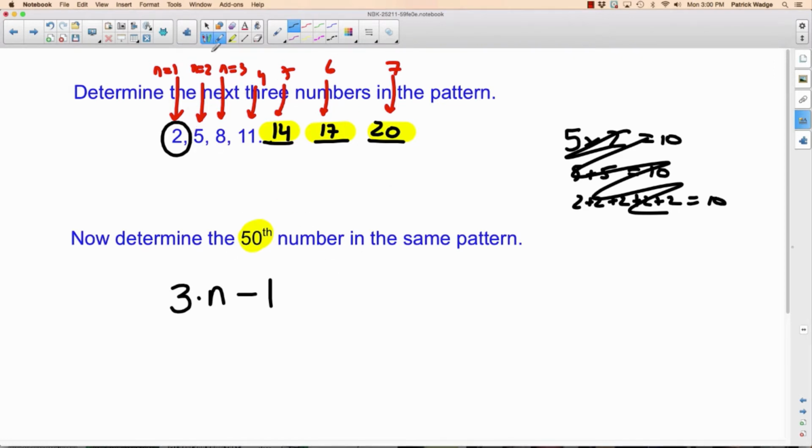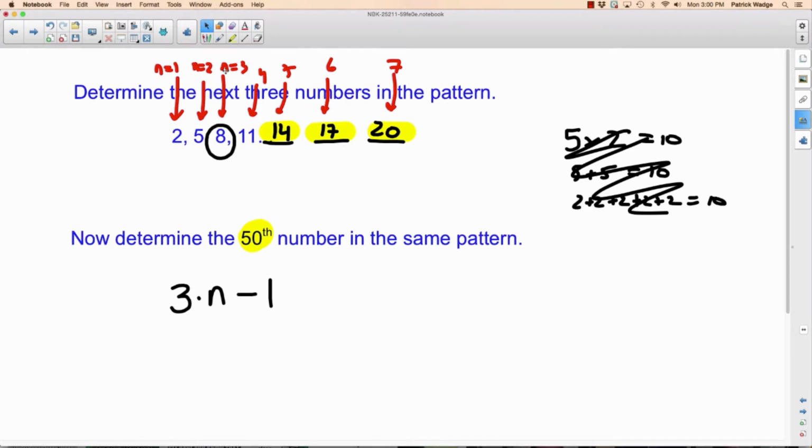So let's try it on this one. Let's see if we could get this term by doing it. This is the second term. So if we put this 2 right here into the n, you'd have 3 times 2, which is 6. Take away 1 is 5. Hey, it worked. Let's make sure a few more of them work.